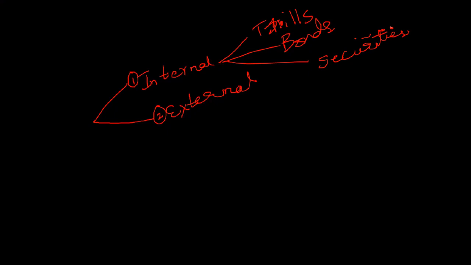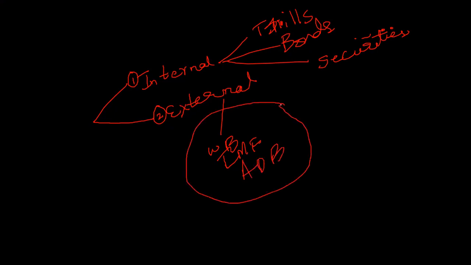We also borrow from outside India. So Government of India can also borrow from outside India. So external means what? You have World Bank. We have International Monetary Fund. We have Asian Development Bank. All these are multilateral institutions. We can borrow from there. Or we can also borrow directly from other countries, from Russia, from USA, or friendly countries. You can also borrow from those.